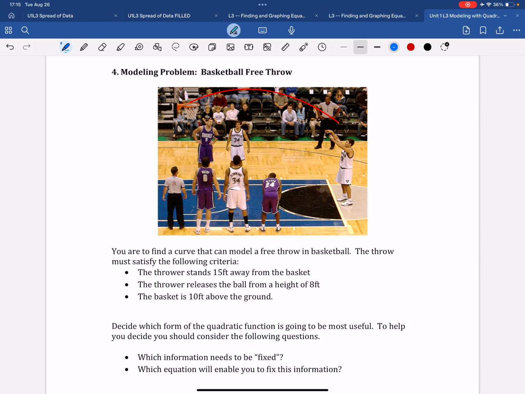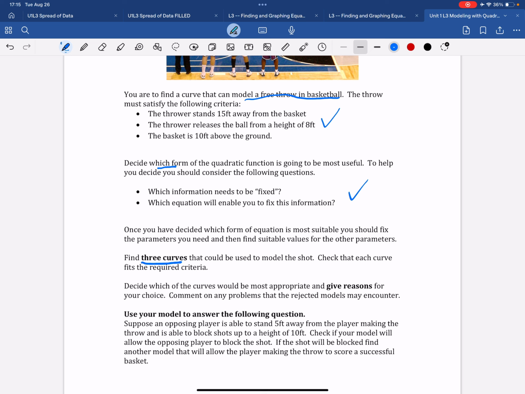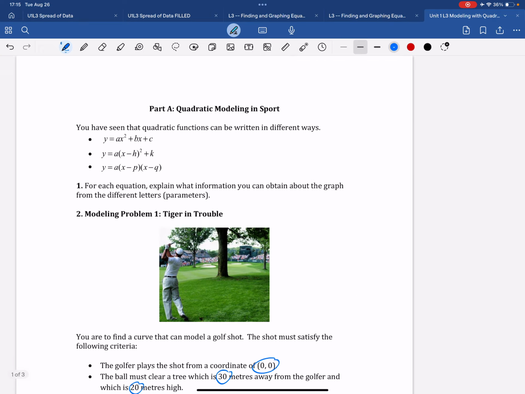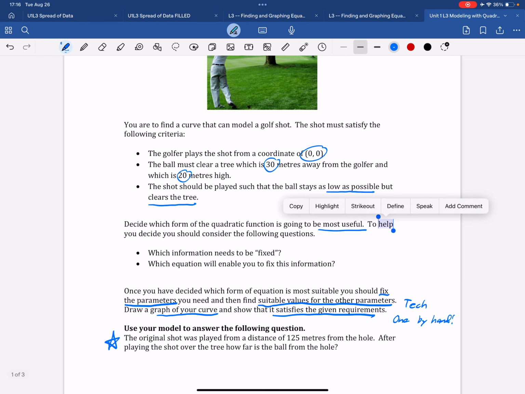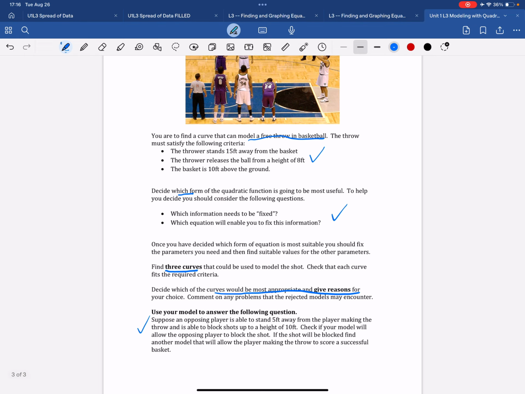Last one, free throws. Okay. The goal is to model the path in this one. All right. Here you're going to your conditions. Which form? This again. Again, three curves. Which is most appropriate and why? Okay, and then here's the question. I want to go back. Did we ask that? Yeah, so here you don't need three in question one, right? The other two, we want three different curves, okay?